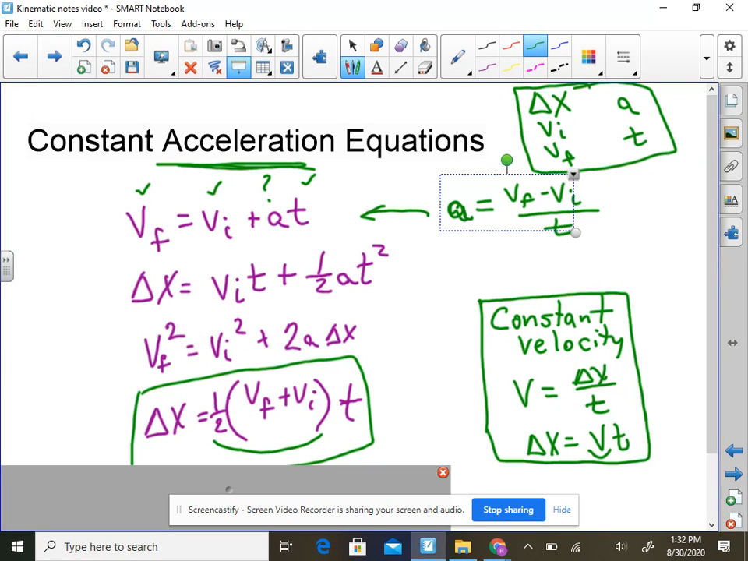So looking at this, how would I pick which equation I want to use based on what I know and what I don't know? It's easier to maybe look at this and say, well, what if I don't know displacement? Displacement is not part of this equation. This equation will be used when we don't know or care about displacement.